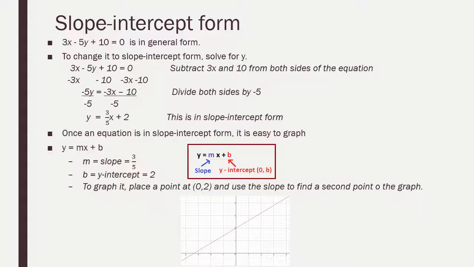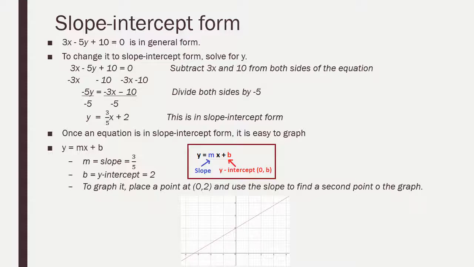Now I have negative 5y, and remember, when you remove or move terms in an equation, you need to keep the operation sign with it. So this one had a subtraction sign in front of 5y, so it will remain as negative 5y on the left. And now instead of equaling 0, it equals negative 3x minus 10 because I've subtracted both those terms from both sides. Y is not quite isolated.